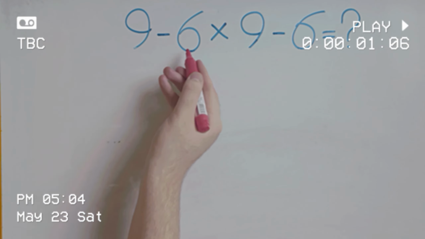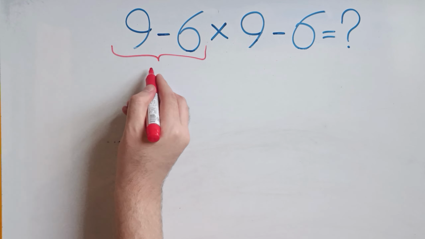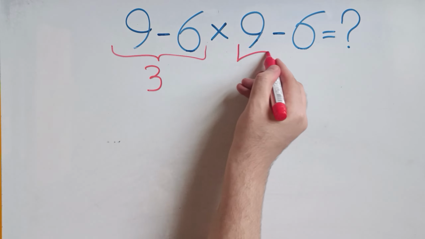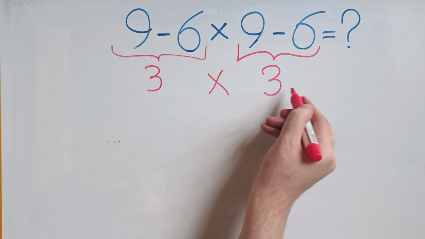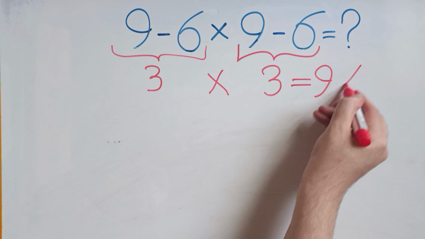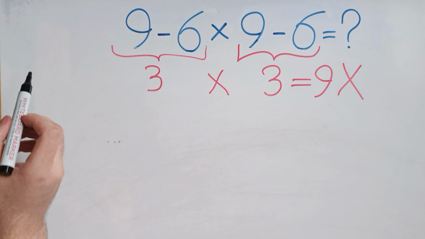9 minus 6 times 9 minus 6. 9 minus 6 equals 3. And again, 9 minus 6 equals 3. And 3 times 3 equals 9. But this answer is wrong because we didn't follow the PEMDAS rule.